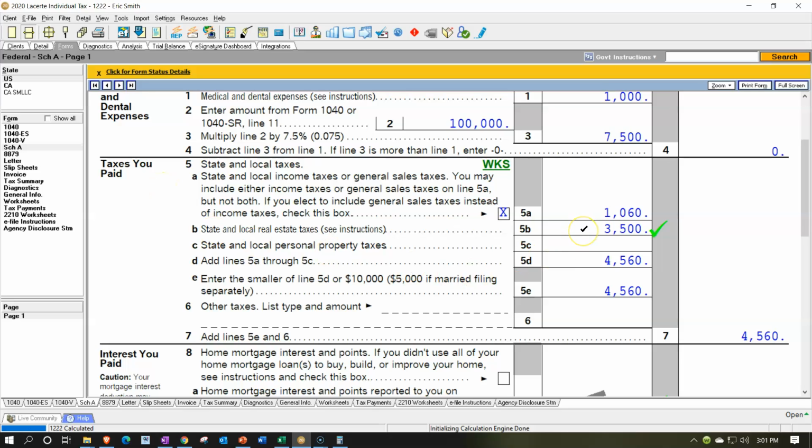Taxes you paid. Notice that we put the tax here related to the tax on the property. We're imagining that's the property tax. But also we might have state tax, which could be either sales tax or the income tax.